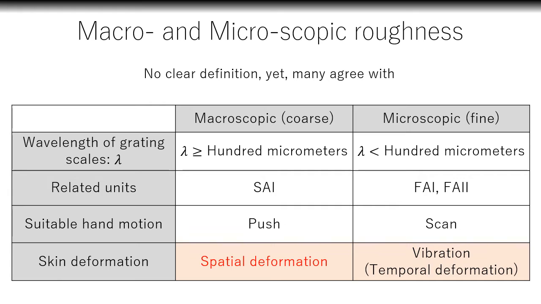Because of the difference of neural coding, related skin deformation is different. In the case of micro roughness, the vibration of the finger pad is known as an important cue. For the macro roughness, the spatial deformation of the finger pad may be a determinant of perception. In this study, we pursue this part.